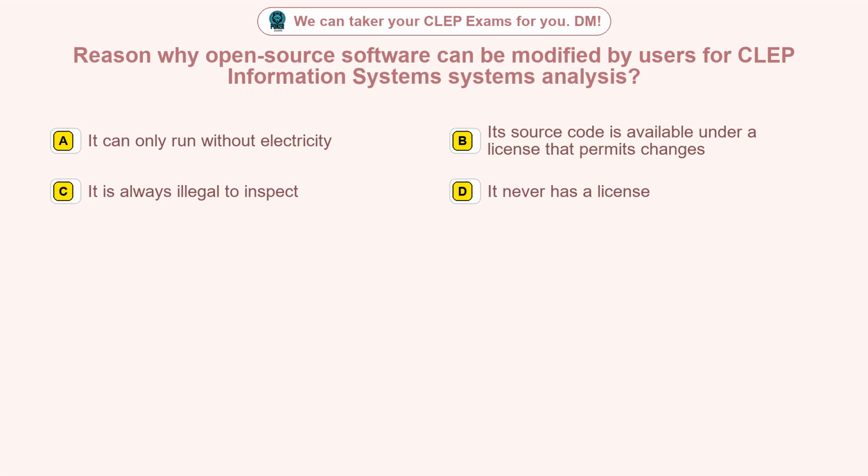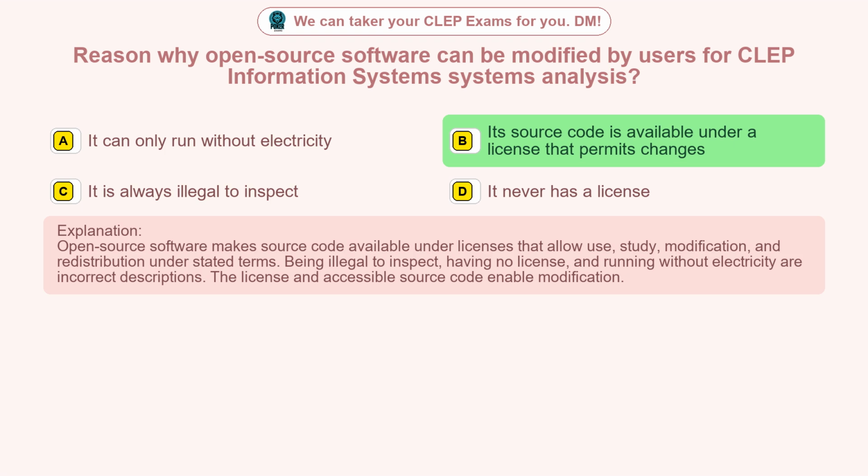Question 93. Reason why open source software can be modified by users for CLEP Information Systems systems analysis. Option A. It can only run without electricity. Option B. Its source code is available under a license that permits changes. Option C. It is always illegal to inspect. Option D. It never has a license. The correct answer is option B. Its source code is available under a license that permits changes.